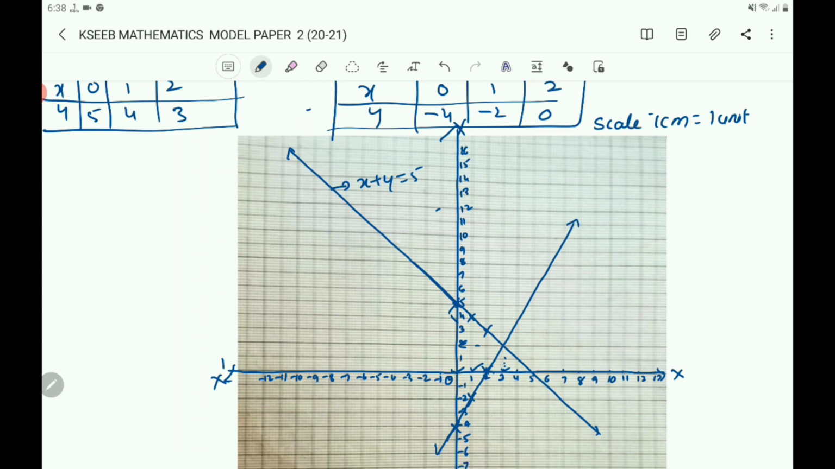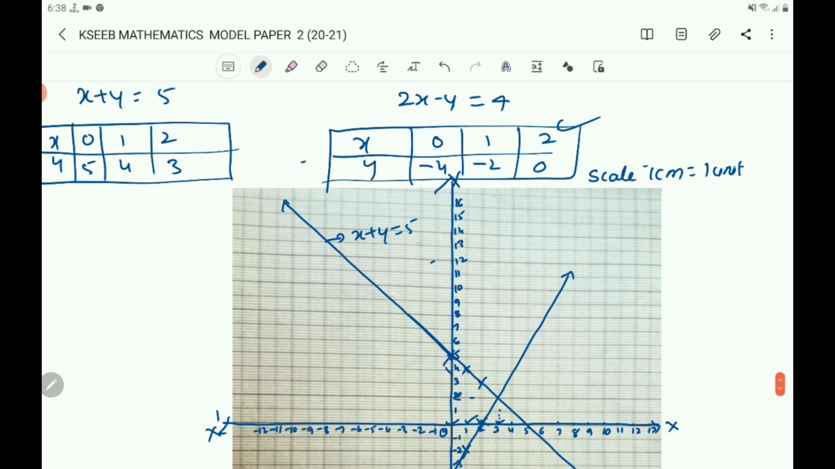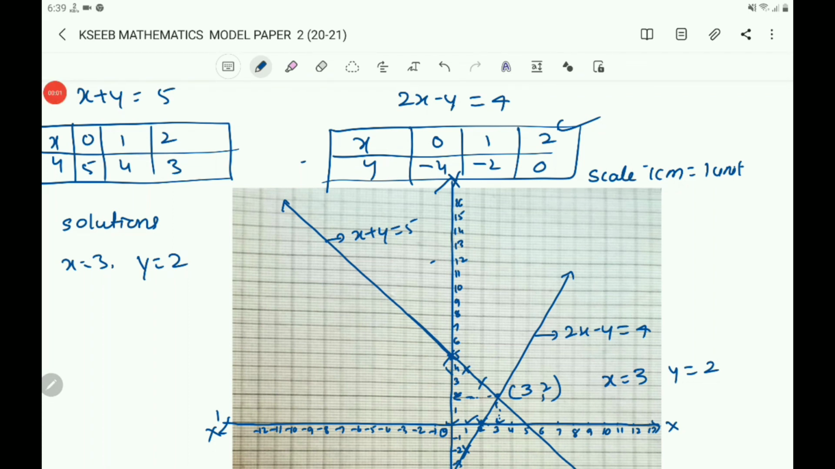So this is the straight line for the equation 2x minus y equals 4. Then these 2 lines again meet at the same point (3, 2). So you can write x equals 3 and y equals 2. So the solution is x equals 3, y equals 2. You can follow any one of the methods which is easiest for you, but this is the actual method.